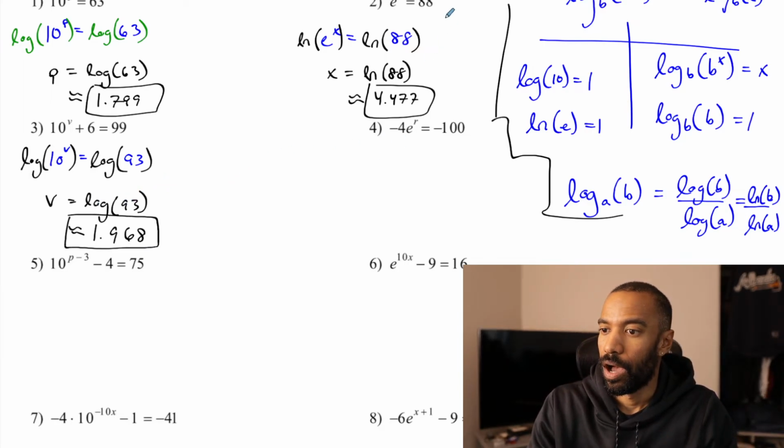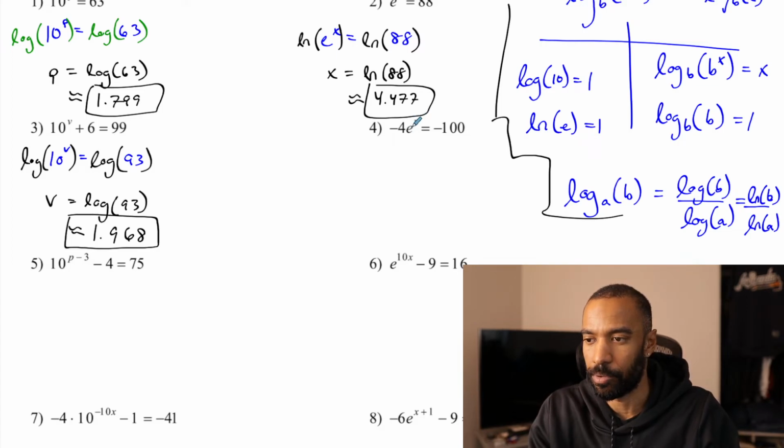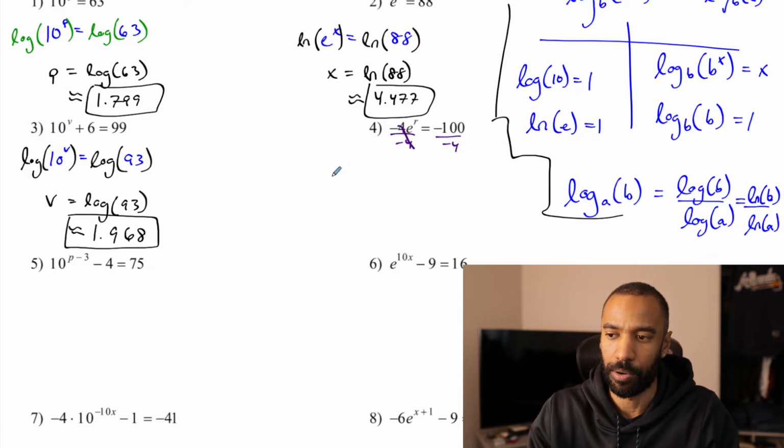Okay. Number 4, there's something multiplied in front of my e to the r power. We're trying to solve for r, and the e is not a variable, it's a constant. But negative 4 is multiplying in front. So if we divide both sides by negative 4 before we proceed forward, we'll get e to the r is positive 25.